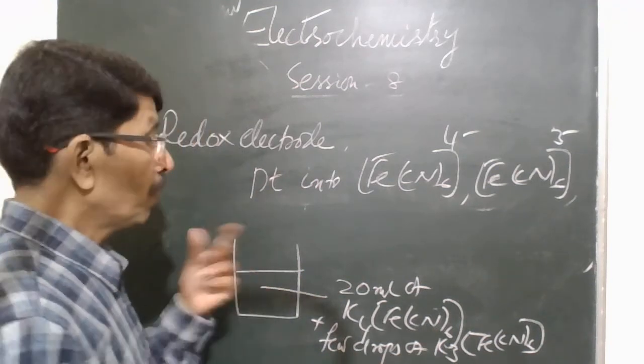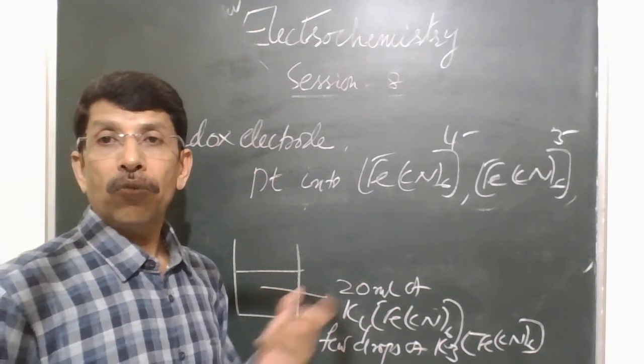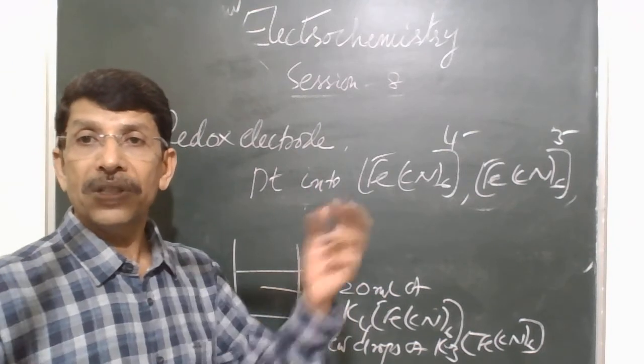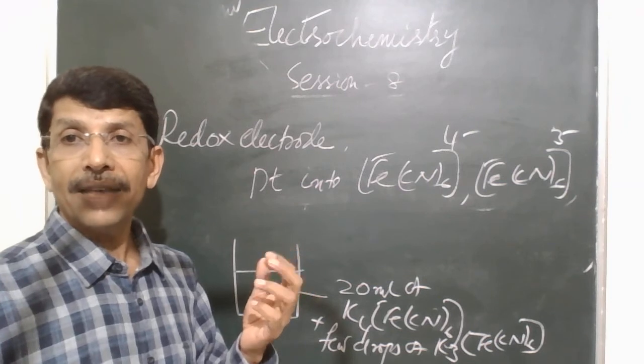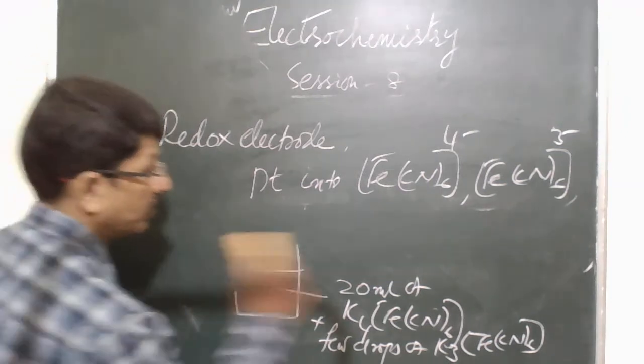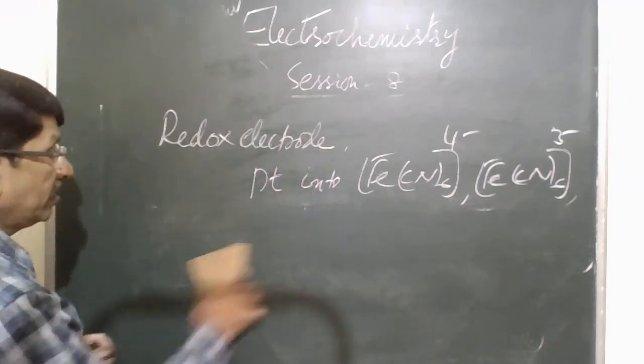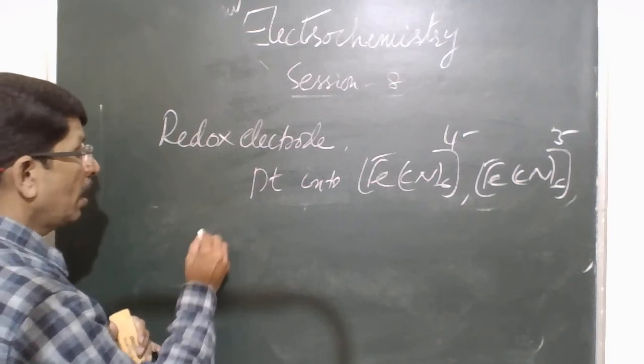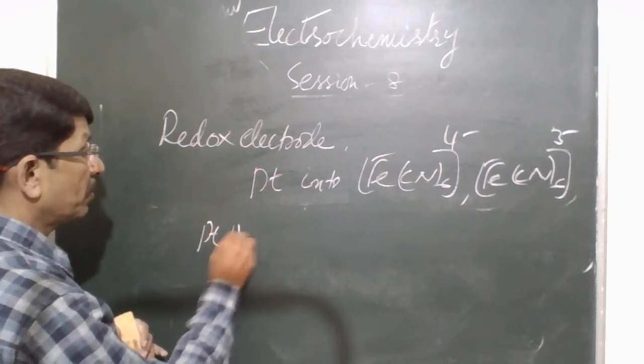When this redox electrode is coupled with the calomel electrode, the calomel electrode acts as anode and this acts as cathode. Now let us see what is that cell system we are using?